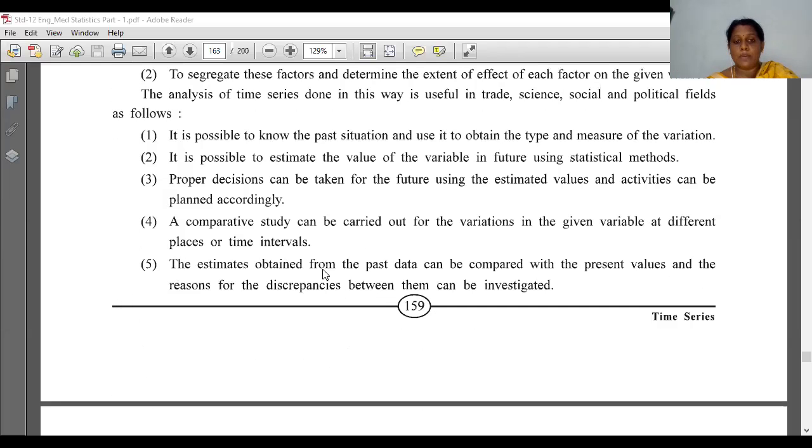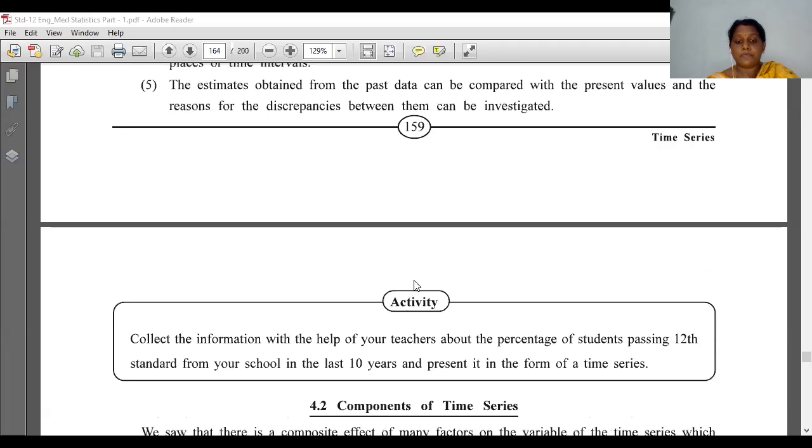Then the estimates obtained from the past data can be compared with the present values, and the reasons for the discrepancies between them can be investigated.